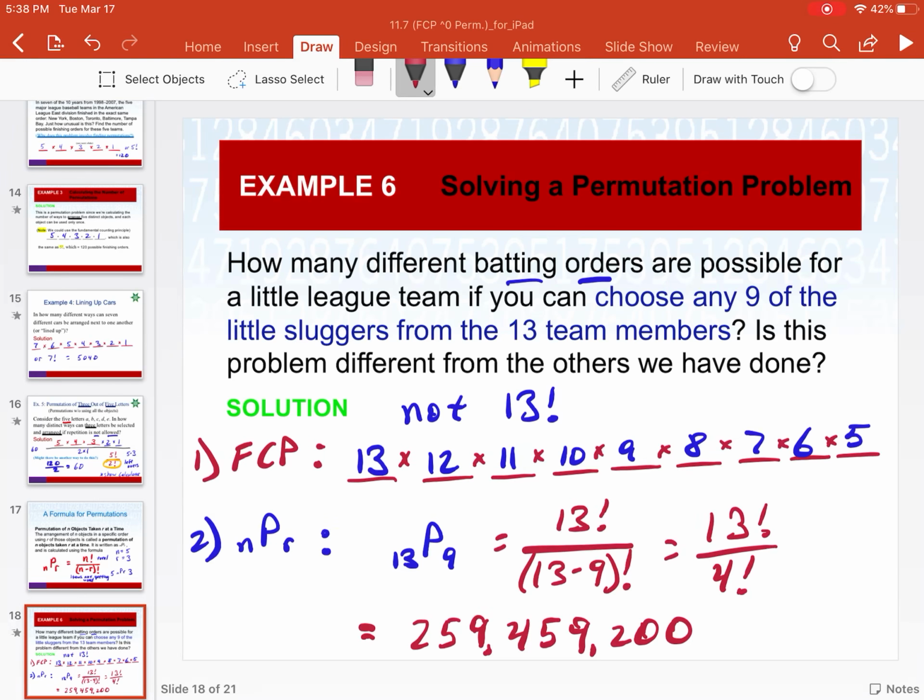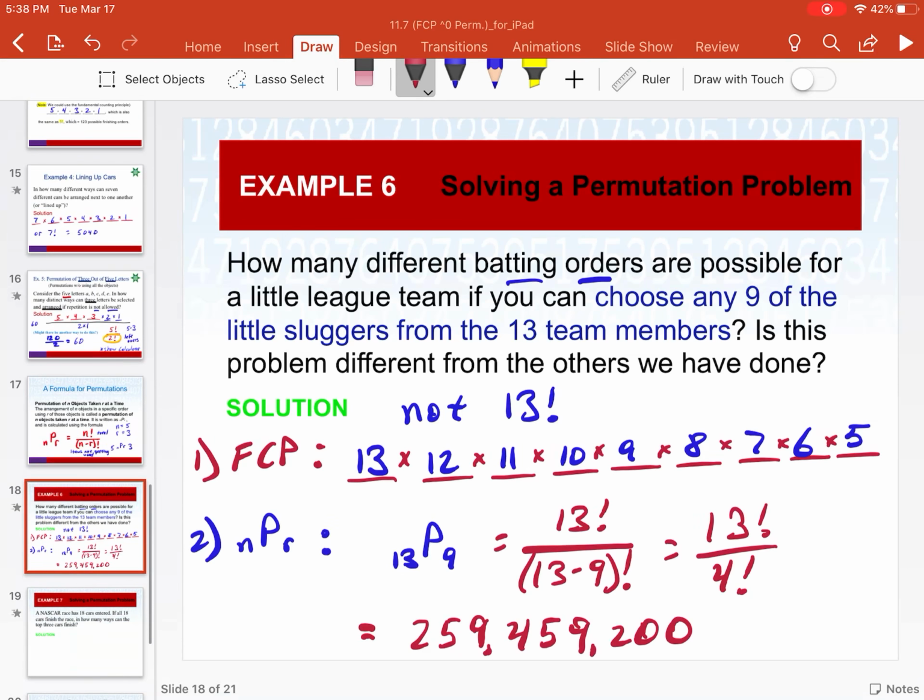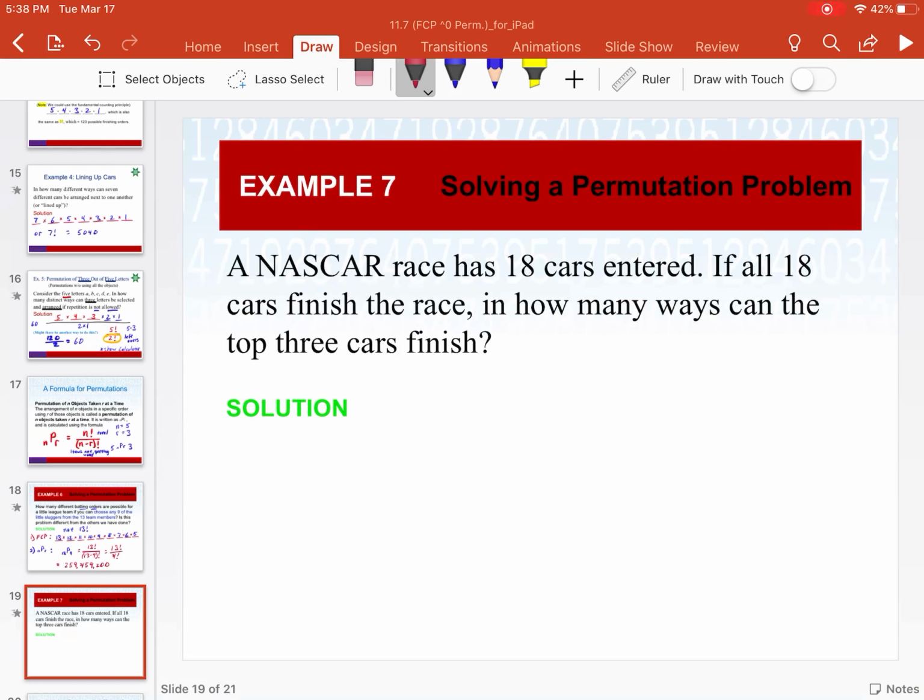Again, because you're picking 9, and then you can arrange all those 9 in a different way. There are 259 million arrangements, okay? 9-person arrangements. It's mind-boggling, okay? All right. I hope you're doing great. I hope you're hanging in there. We're almost done. A few more slides, okay?